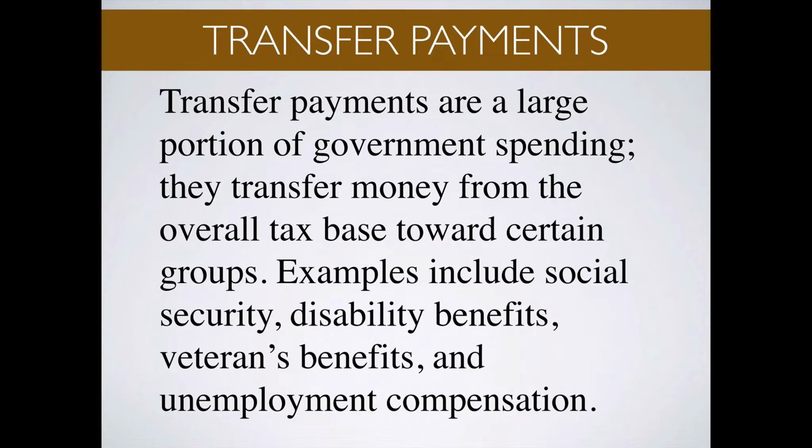Transfer payments are a large portion of government spending. What they do is they transfer money from the overall tax base towards certain groups. All right, so examples include Social Security, disability benefits, veterans benefits, and unemployment compensation. These are funds which certain groups receive, and that comes from the rest of the taxpayers.